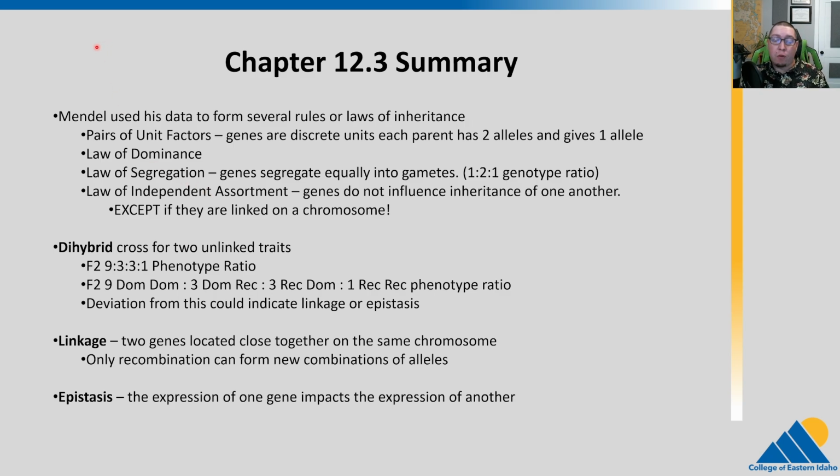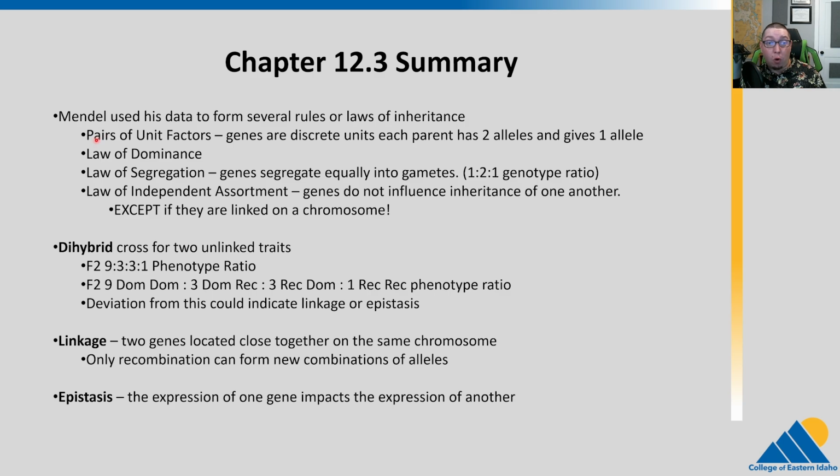Mendel used his data from all of the experiments that he did and formed several rules or laws of inheritance. First off, there were pairs of unit factors. Genes are discrete units. Each parent has two alleles and gives one allele to the offspring. We have the law of dominance. Some alleles are dominant, and they will mask the recessive alleles. For recessive, you need two copies to show that recessive phenotype. The law of segregation: genes segregate equally into the gametes. You should get in a monohybrid cross a 1:2:1 genotype ratio. There's no favoring certain alleles over one another.